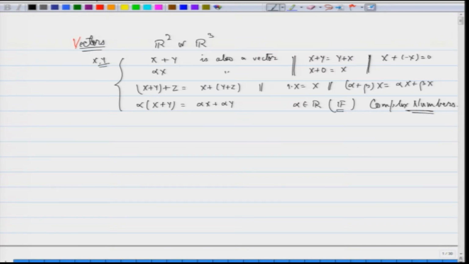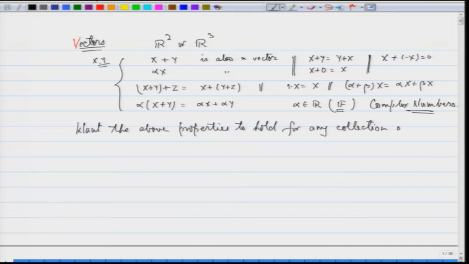Fine. So the important thing to understand here is that whatever was true in R2 or R3, there we had vectors, and those vectors had certain properties. We want those properties to be satisfied for any set of vectors. So we want the above properties to hold for any collection of vectors.